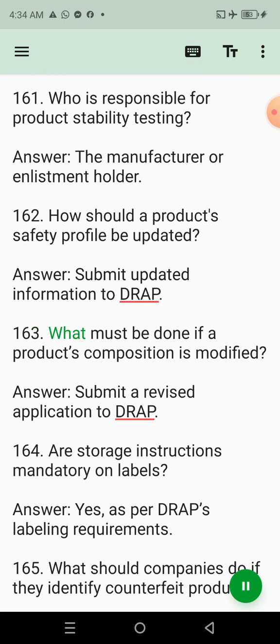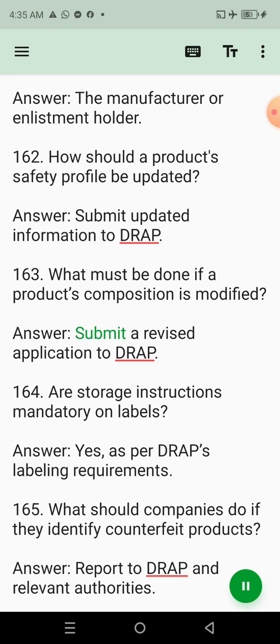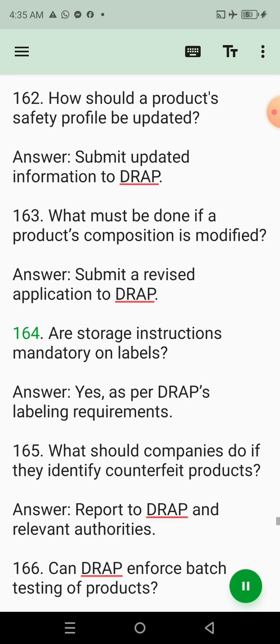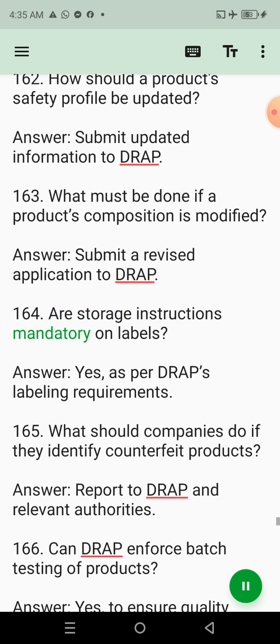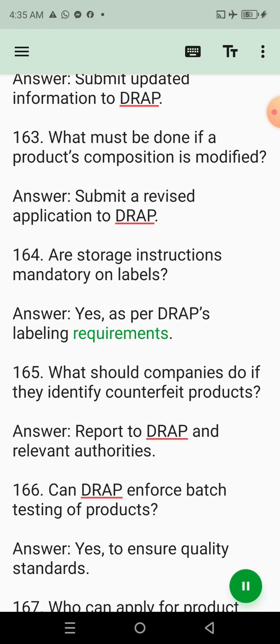163. What must be done if a product's composition is modified? Answer: submit a revised application to DRAP. 164. Are storage instructions mandatory on labels? Answer: yes, as per DRAP's labeling requirements.